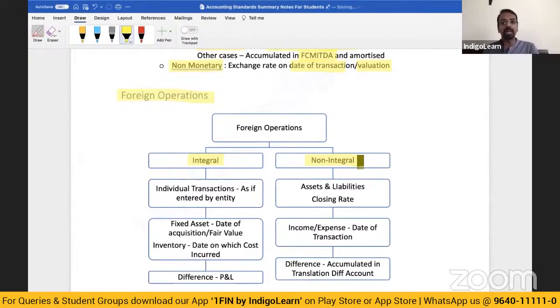What is non-integral? Non-integral is like an independent branch. They take their own decisions, they take their own purchase decisions, they take their own sales decisions, credit decisions, whatever has to be done, they take it independently. They are very less dependent on the entity present in India.